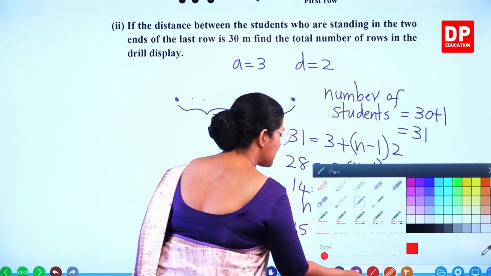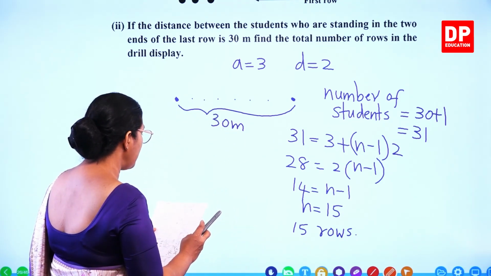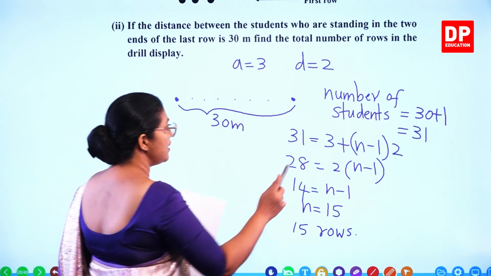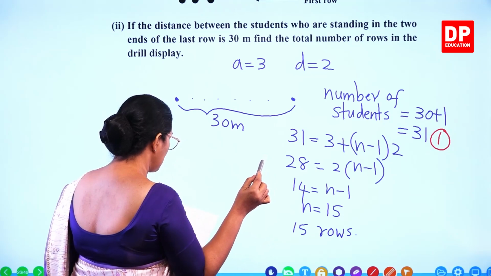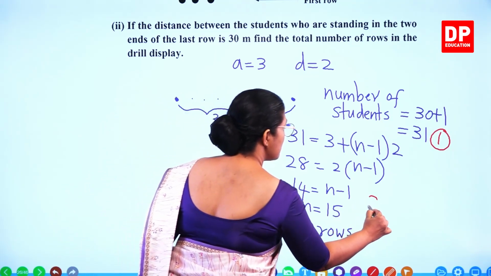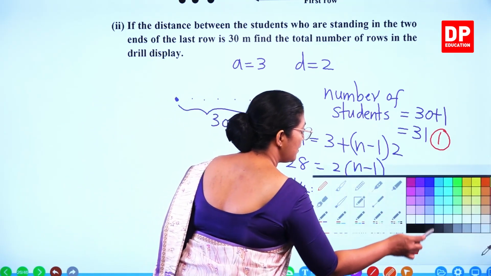How many marks for this part? You are getting 3 marks for that. Finding this one is 1 mark, and then applying it to this equation, you get 2 marks to find the number of rows. Then the next part.